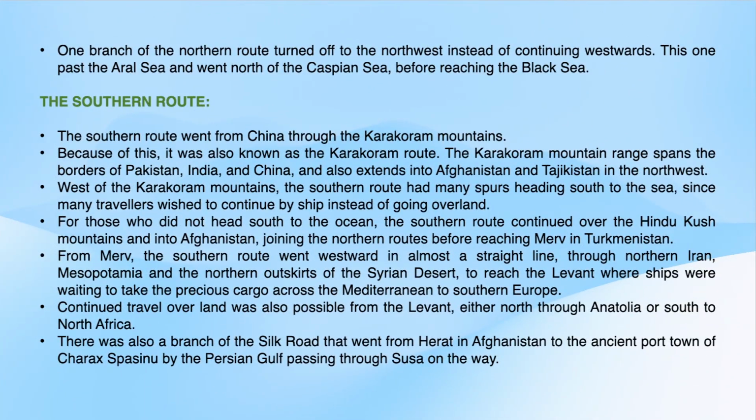One branch of the north route also turned off to the northwest instead of continuing westwards. This one passed the Aral Sea and went north of the Caspian Sea before reaching the Black Sea. The southern route went from China through the Karakoram Mountains. Because of this, it was also known as the Karakoram route.